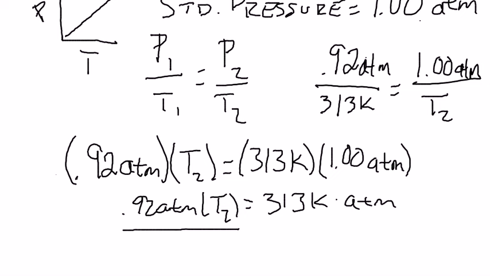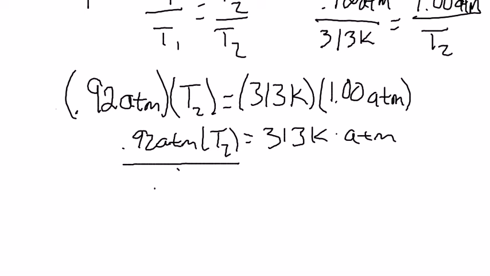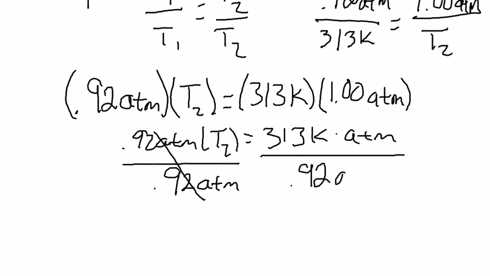Divide both sides by 0.92 atmospheres. Cancel it out on that side. We can cancel our units here. We're left with Kelvin, which is the unit we want to be in. When we divide these two numbers, you should get 340. T2 is equal to 340 Kelvin.